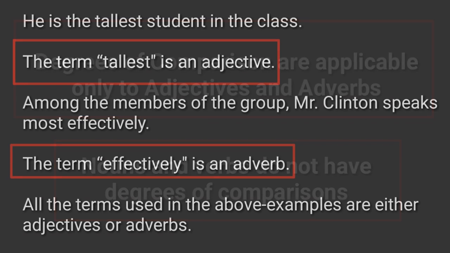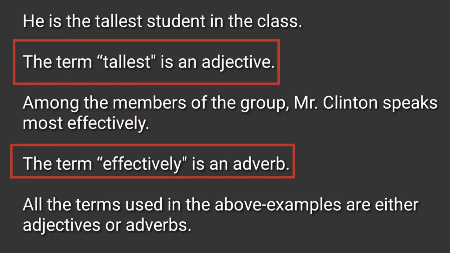Okay. We can look. He is the tallest student in the class. The term tallest is an adjective. What's an adjective? The word used to describe a noun can be called an adjective. We studied it already. So, the word tallest is used to describe the student. Okay. So, the word tallest is an adjective and it is in its superlative form.